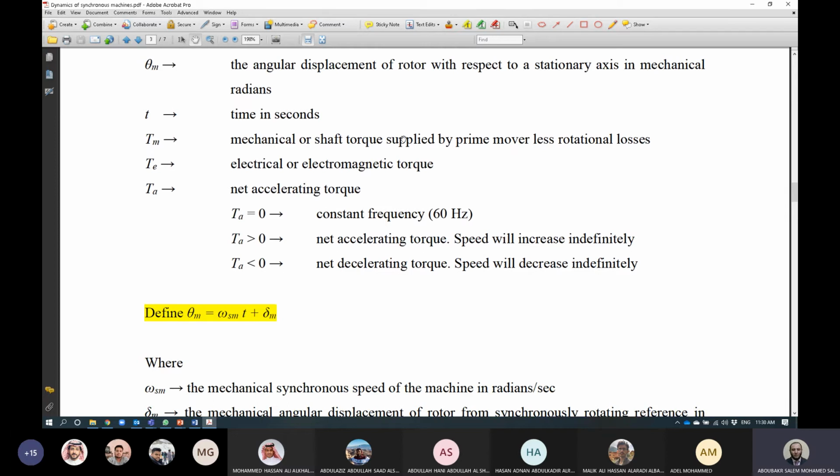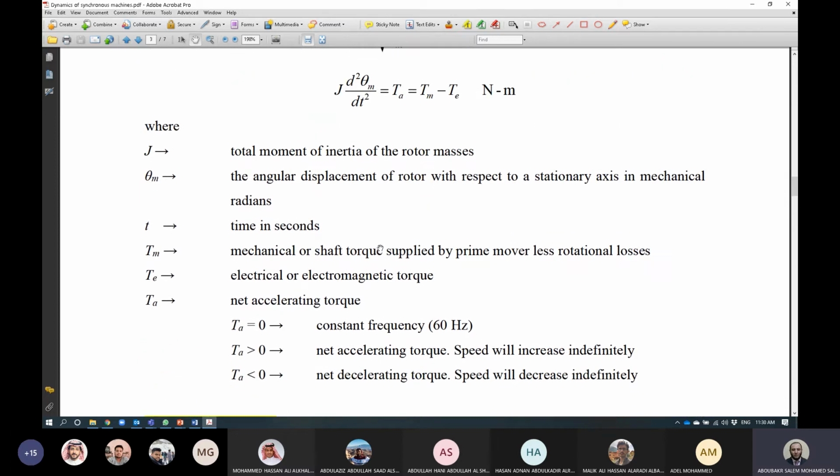And here is an example to understand the dynamic equation we already discussed before. If Ta, which is the difference between Tm and Te, is 0, is there any acceleration? No. So this means the synchronous machine is working at 60 hertz, which is the rated frequency in our country here. Okay, what will happen if Ta is greater than 0?